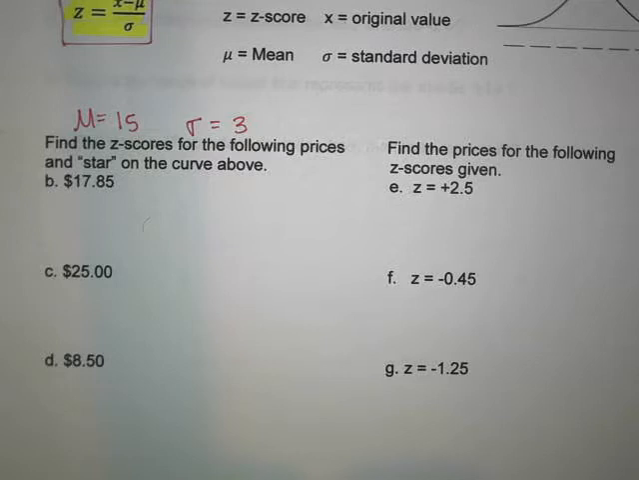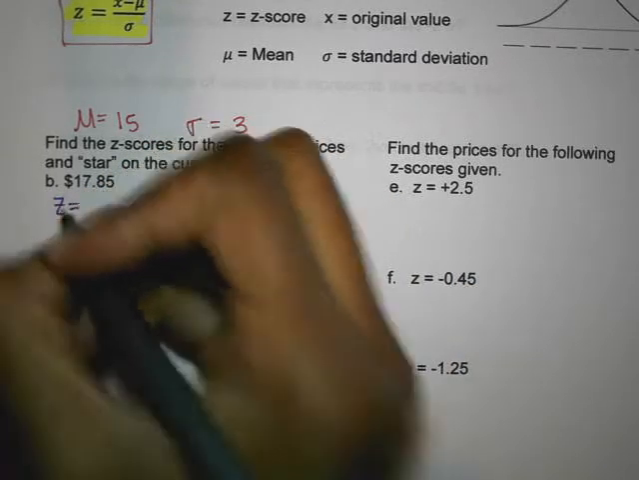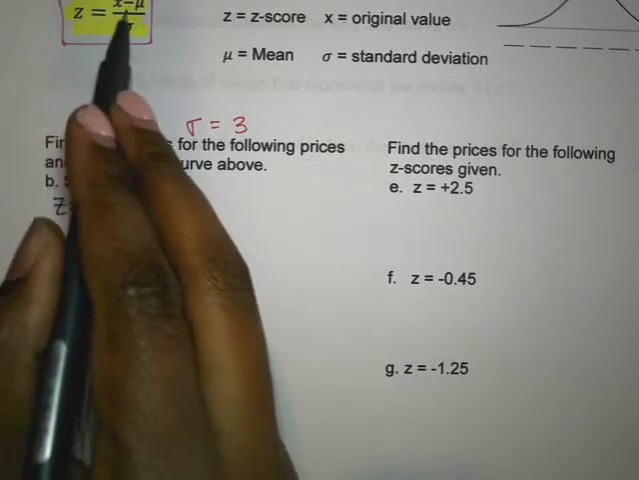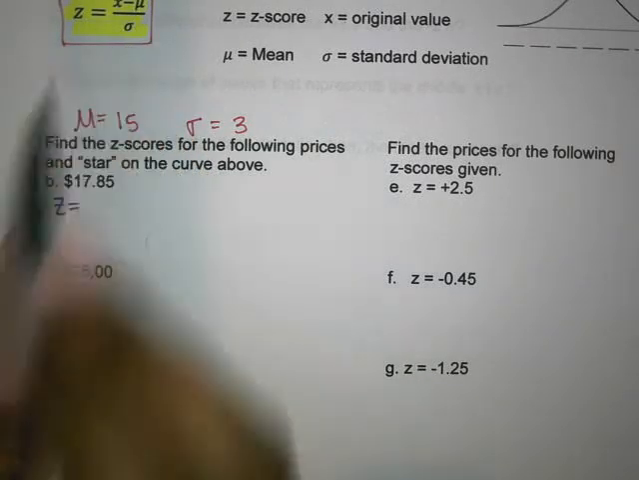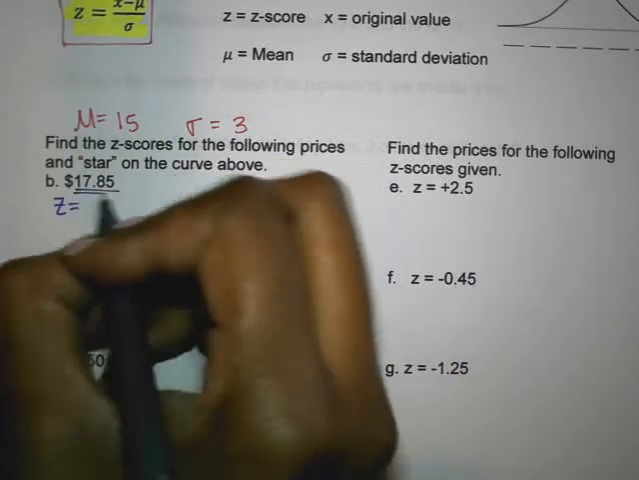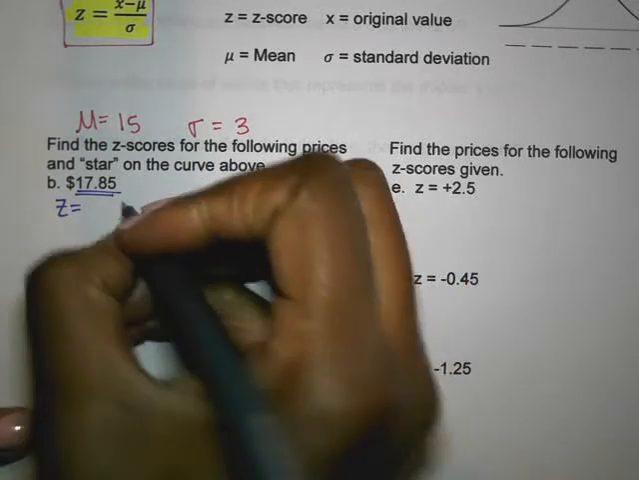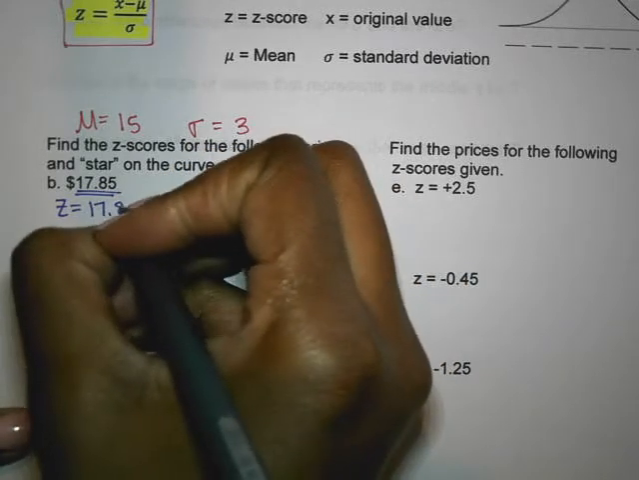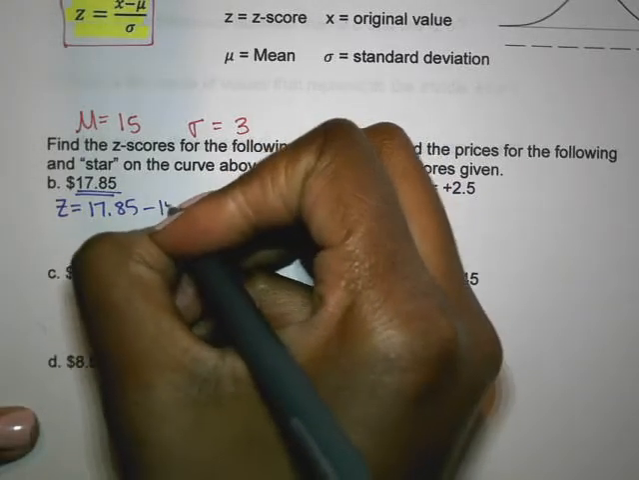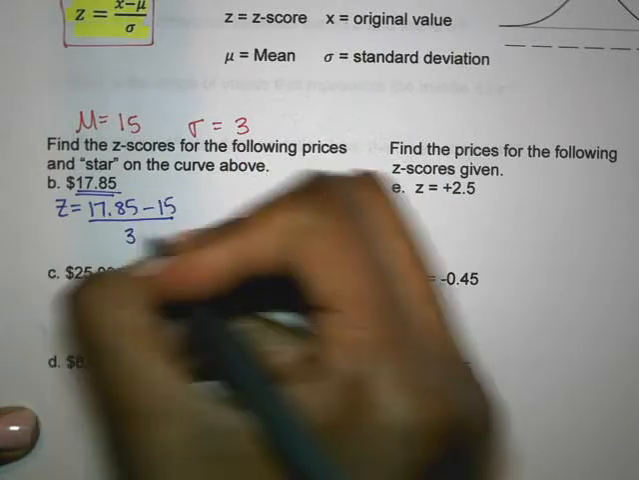All right, so I'm finding the z-score. My formula for z-score is x minus the mean divided by standard deviation. So this data point is my x. That's what they're telling me to use. So x is going to be 17.85 minus the mean, which was 15, divided by standard deviation, which is 3.